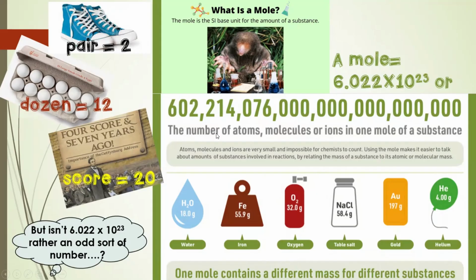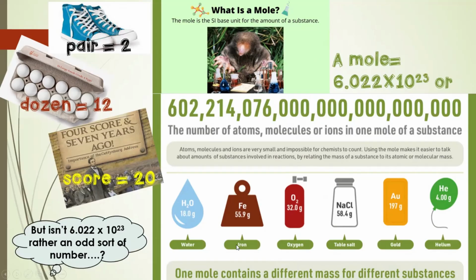It is the number of atoms, molecules, or ions in 1 mole of a substance. Atoms, molecules, and ions are really small and impossible for chemists to count. But using this amount, if you have this many of them, it's easier to talk about the amounts and weigh them on a scale, and discuss what kind of reactions happened, and keep track of the quantities of each substance that's being studied.